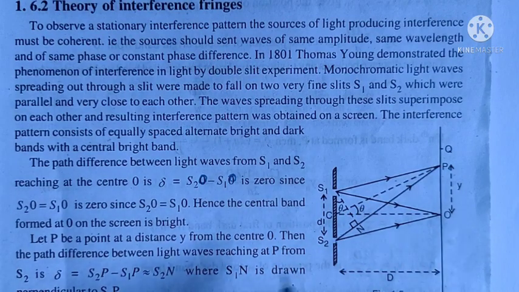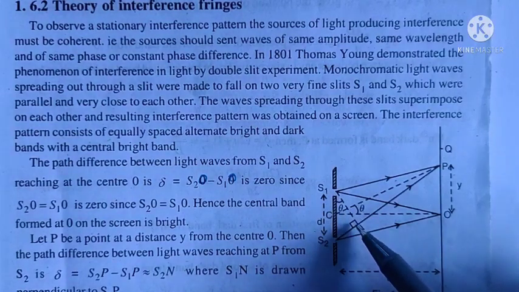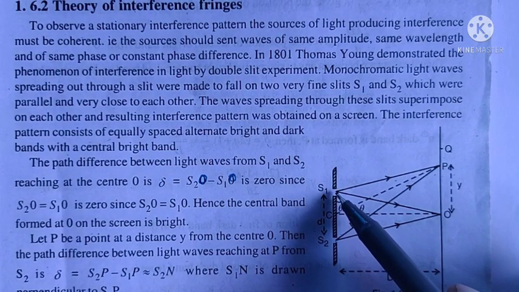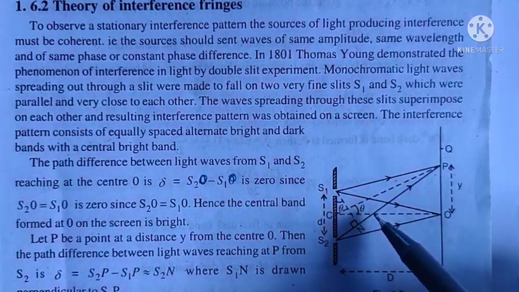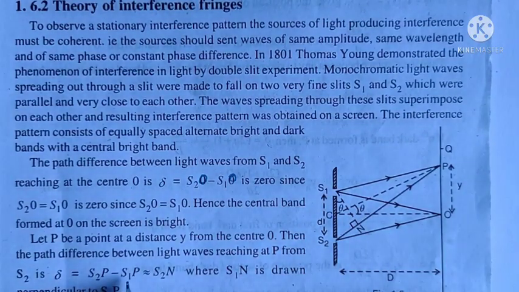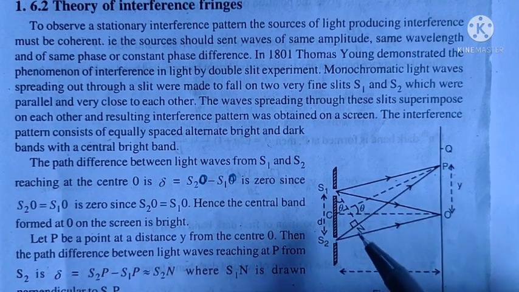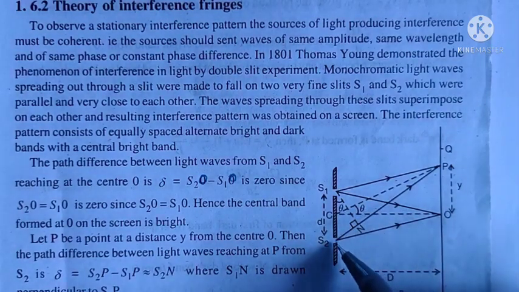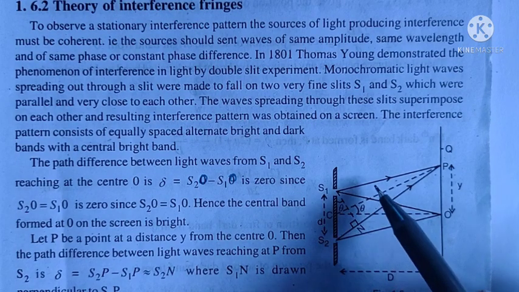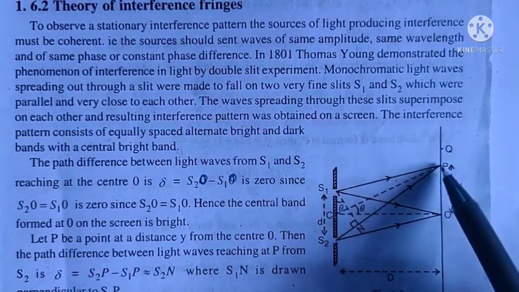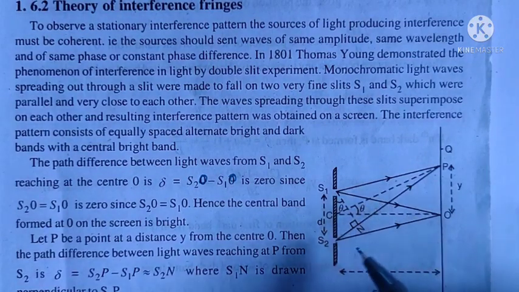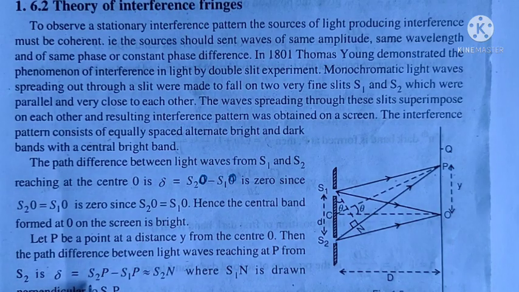Okay, and so if we are drawing a perpendicular to S2P from the slit S1, this difference, that is S2N, is the difference between these two lines. That is, the path difference S2P minus S1P is nothing but S2N. So this much difference only appears between the paths of S2P and S1P if you are drawing a perpendicular like this. From this distance, that is S1P and NP, these paths are equal. So S2N is the path difference between S2P and S1P, and we have to find out S2N.